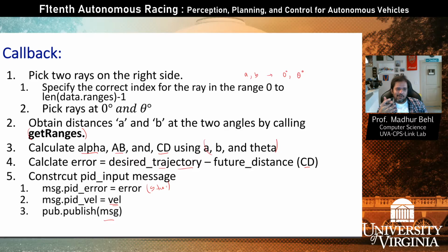So this is sort of the pseudocode of what the callback function is doing. And once you look at the code, this will make a whole lot of sense. But you have to fill in this getRange function. You have to do the geometry and the computation to calculate the error itself, and then package it into this custom message type called PID input, and publish this to your team name /error topic.